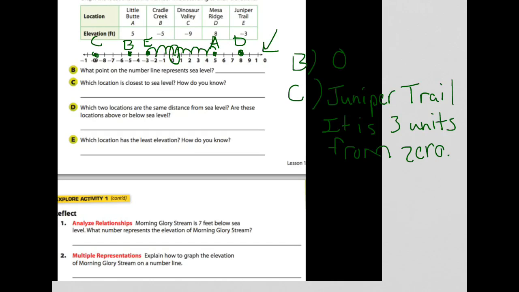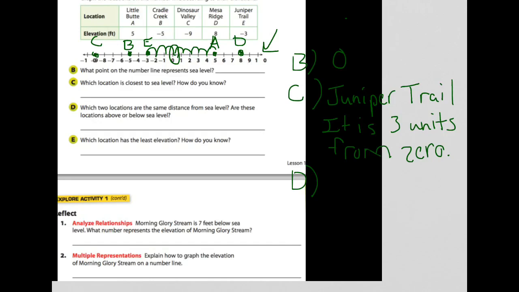Next one. Which 2 locations are the same distance from sea level? Are these locations above or below sea level? So which 2 locations are the same distance from sea level? So I see that no other distance is 3 away from 0 besides E. If I look at B, which is 5 units away from 0, I also see that A is 5 units away from 0. Which 2 locations are the same distance from sea level? So I'm going to put letter D.